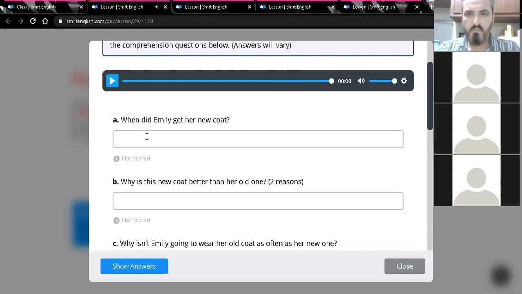Okay, now, when did Emily get her new coat? A few days ago, okay. Why is this new coat better than her old one? It's warmer than the old one. And what else? She said 2 reasons. More comfortable. Warmer, more comfortable. As you see, you are using comparative adjectives.